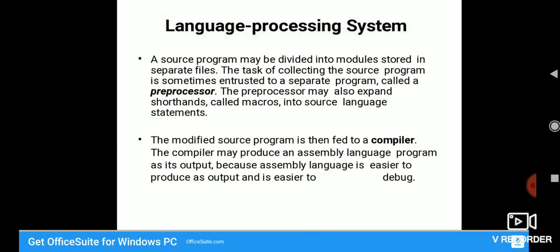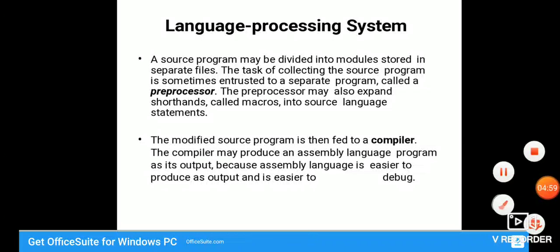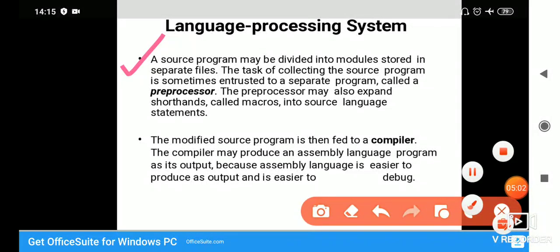So we have been learning the basic part, the difference between compiler and interpreter. Now we will see the language processing system. Language here means the computer languages, and how they are processed. So we will require a preprocessor, a compiler, and a linker. Let's see. The very first point says that a source program may be divided into modules stored in separate files. The task of collecting the source program is sometimes entrusted to a separate program called a preprocessor.